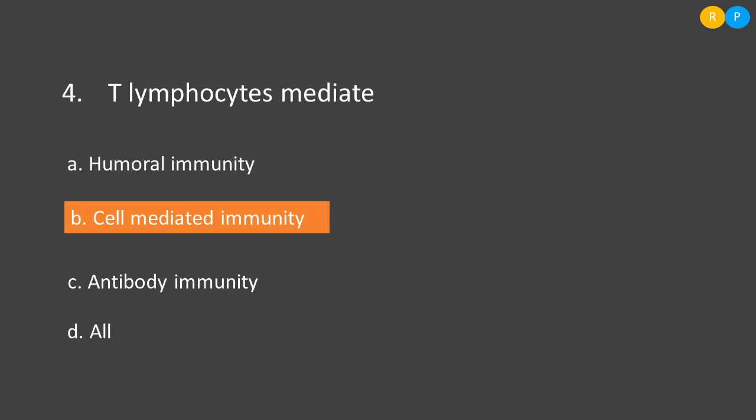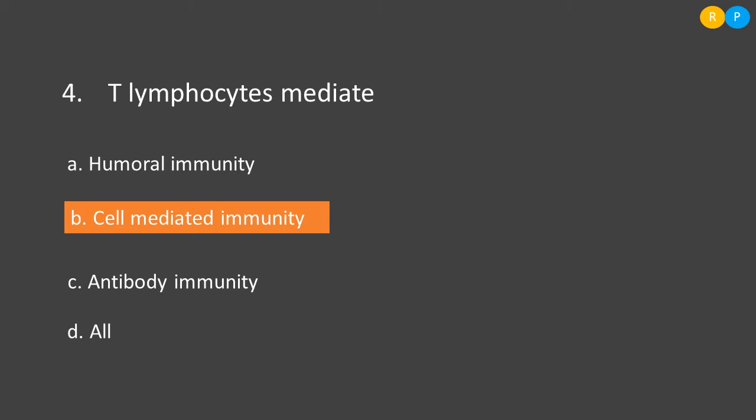Understood, right? So let us see the first option, option A, humoral immunity. Humoral immunity is given by B lymphocytes because they produce antibodies directly to destroy pathogens. Clear, right? So B lymphocytic cells give a kind of immunity that is called humoral immunity. This is not the answer. Then option B, cell mediated immunity. It is actually given by T lymphocytes. Then option C, antibody immunity.